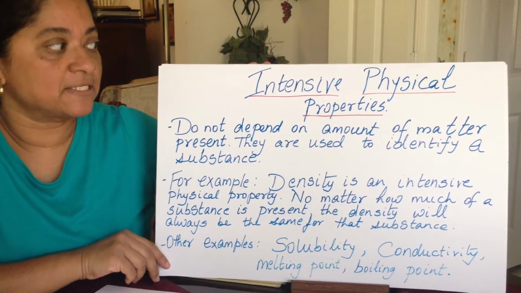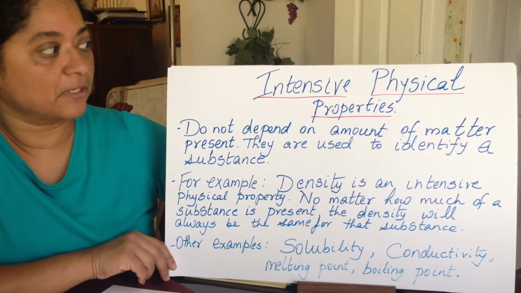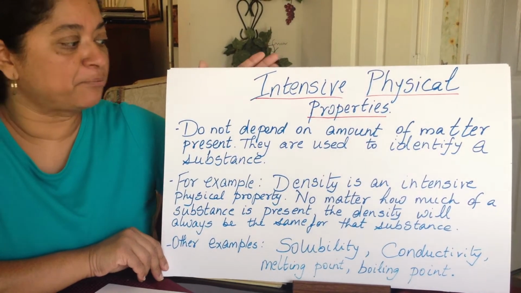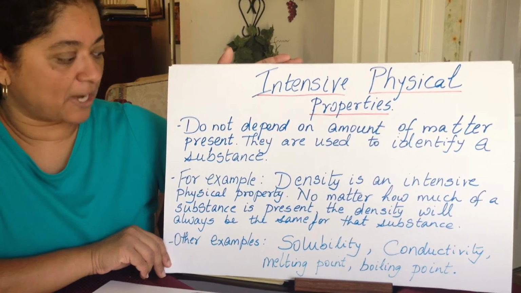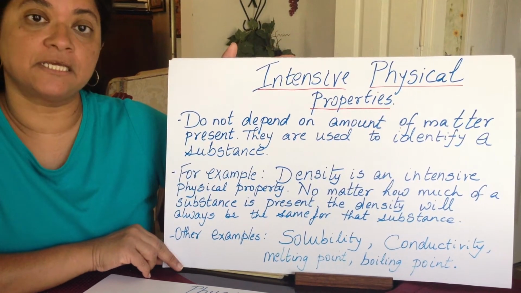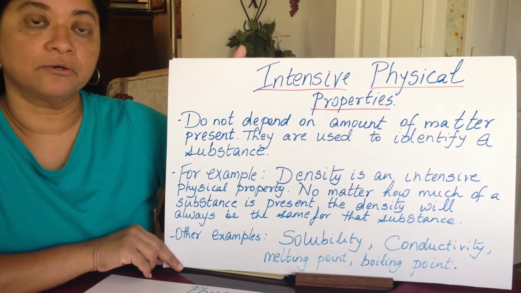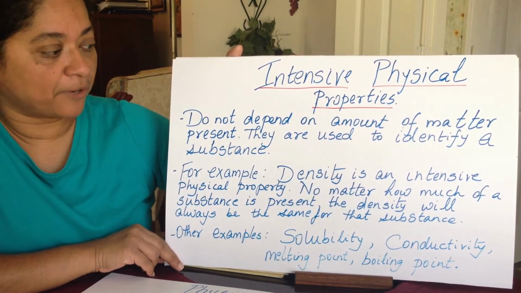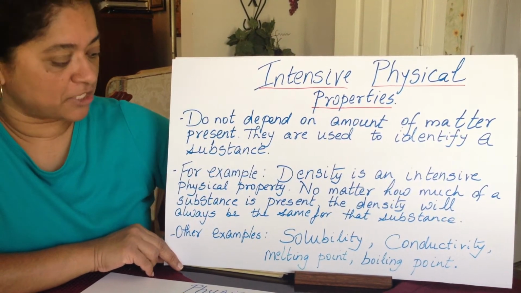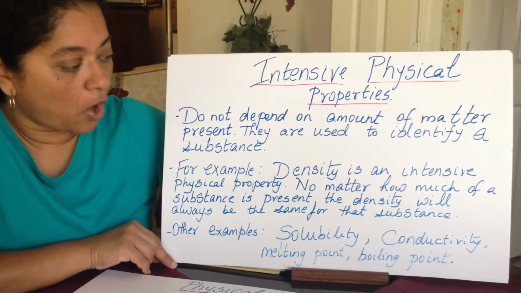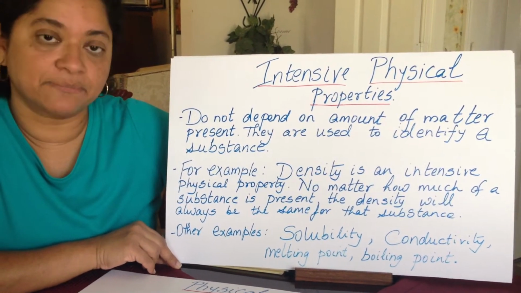We're looking at intensive physical properties. Intensive physical properties do not depend on the amount of matter present. They are used to identify a substance. For example, density, which we talked about in an earlier video, is an intensive physical property. No matter how much of a substance is present, the density will always be the same for that substance.